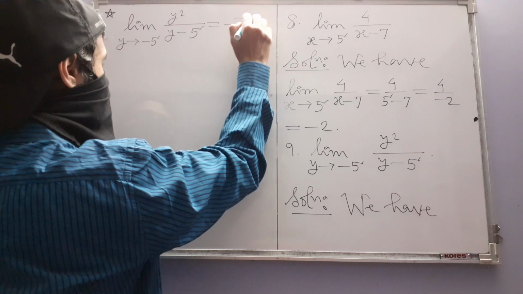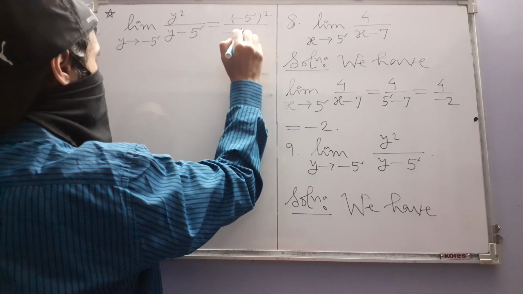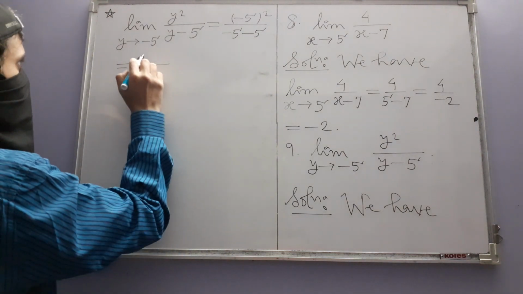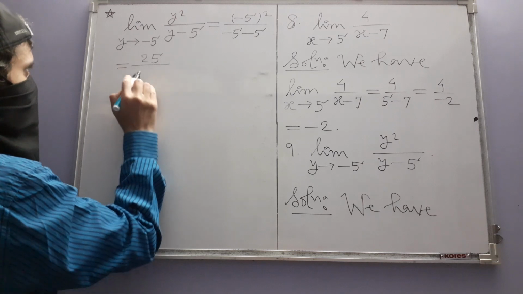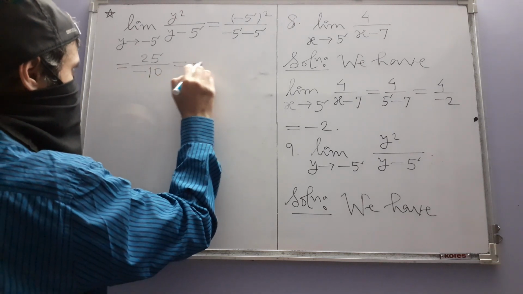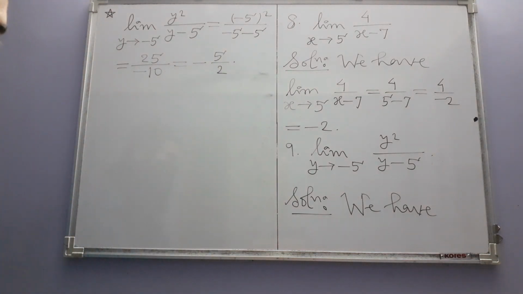Because substitution is no problem, we do that. And what are we getting? 25 in the numerator and -10 in the denominator. After cancelling common factors, we are left with -5/2. So that is the answer.